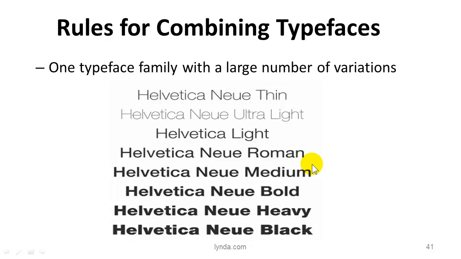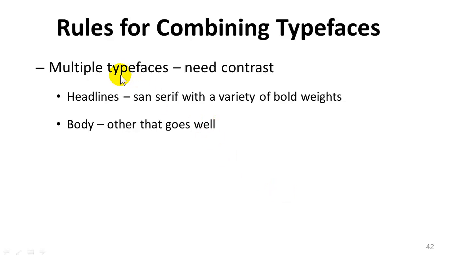Alright, some rules for combining typefaces. Alright, so we're looking at one typeface with a large number of variations. That always works good. Sticking to the same typeface and just varying it based on the situation. Using multiple typefaces if you would like to have some contrast. So for headlines, work best with sans serif with a variety of bolds and something else in the body. So generally when you use multiples, your headlines and your titles are in one typeface, everything else is in the body's basic content.